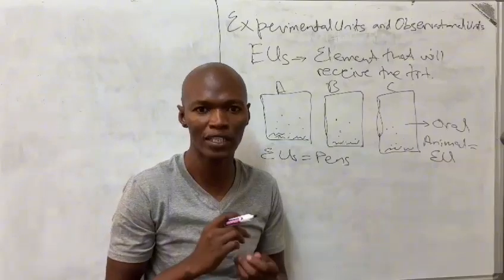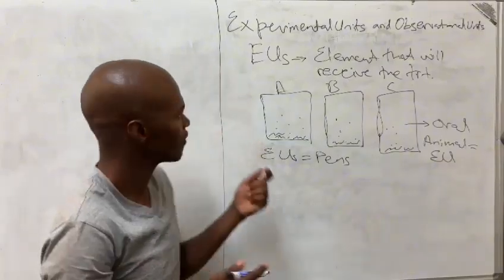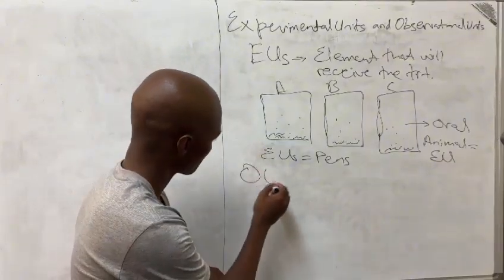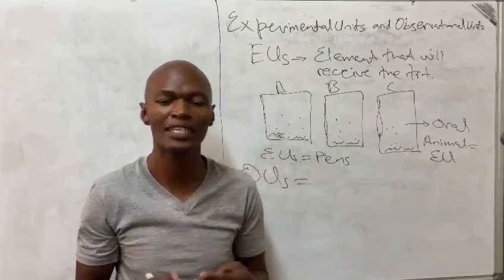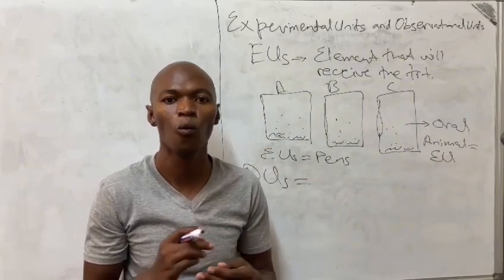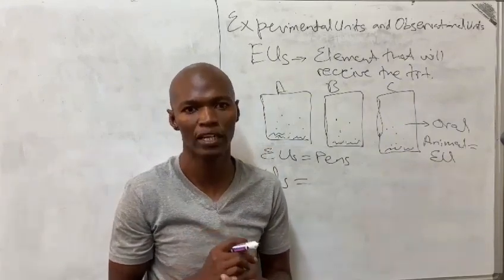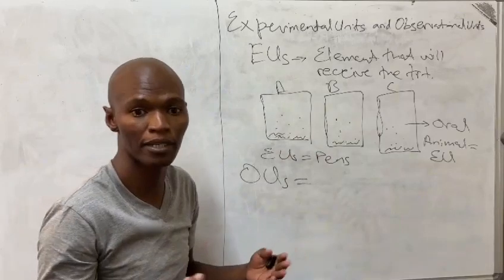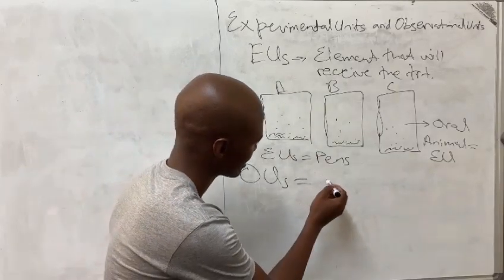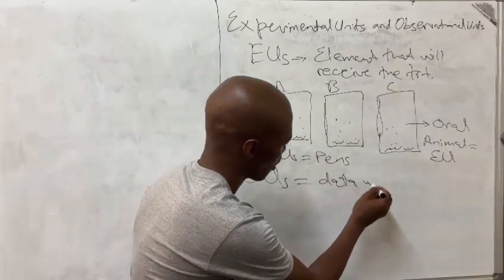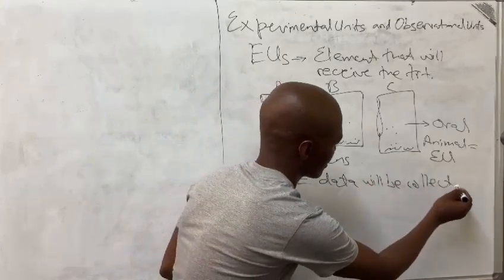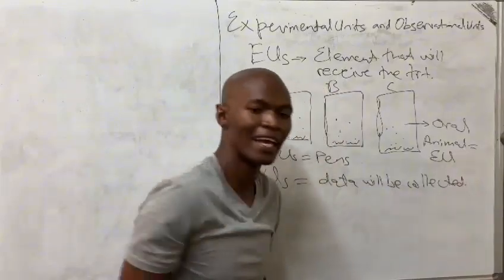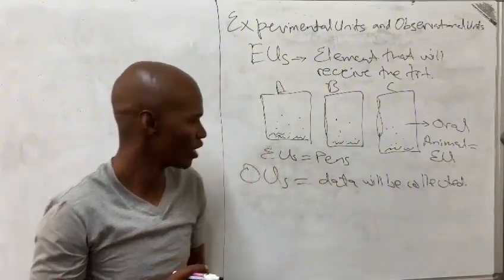Fine. Now, the other thing that we have to check in this video is the observational unit. We have to know what the observational unit is. We are saying that the observational unit is nothing but the element in your experiment where the data will be collected.